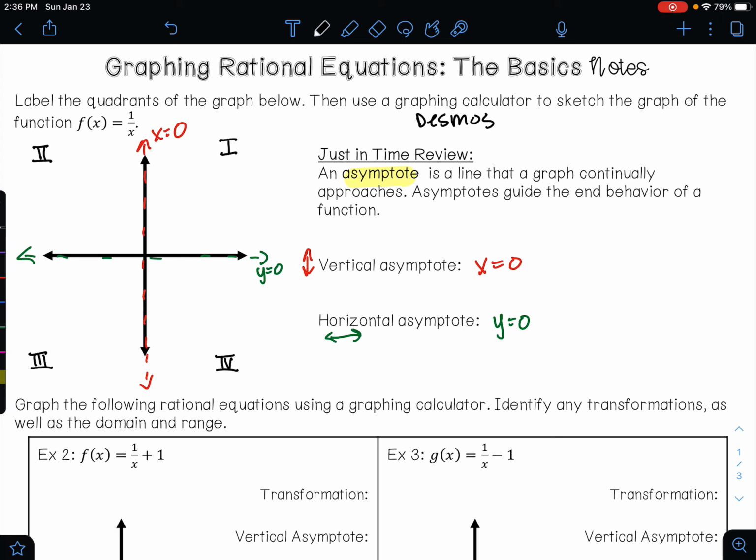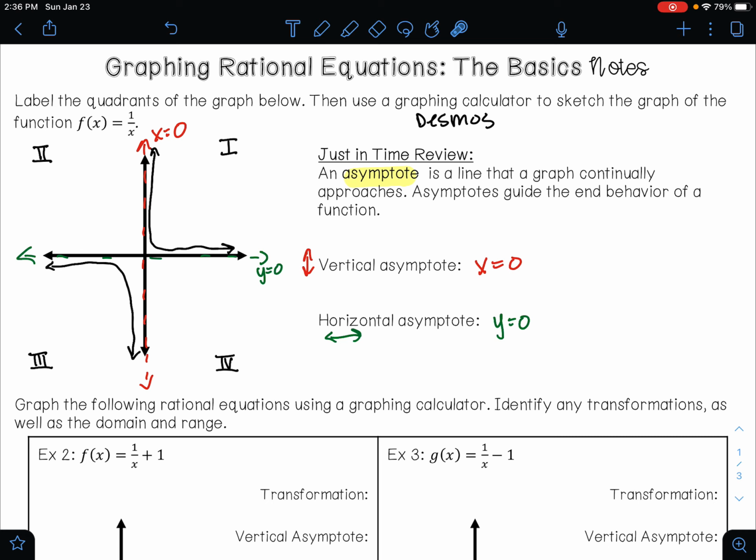And so our graph we said was in quadrants 1 and 3. They are curves. They get really close to those asymptotes, but they do not cross or touch them. You do not want to make these 90-degree angles. They are curved, so they should not be a sharp L there. You should have a curve in those places. So this is what the basic graph of a rational equation looks like.